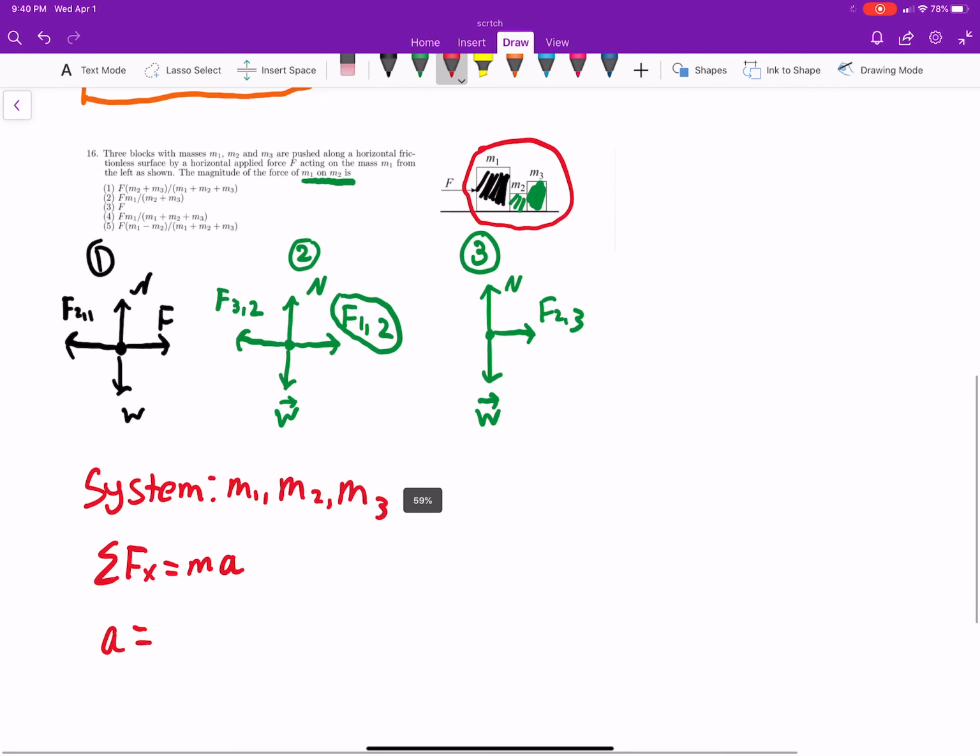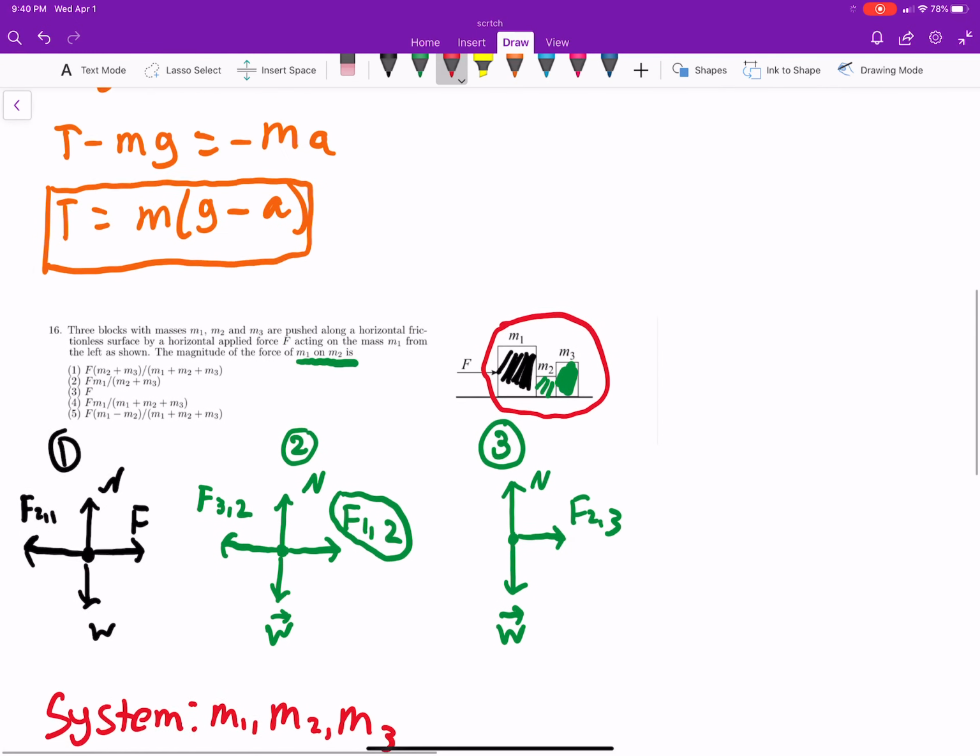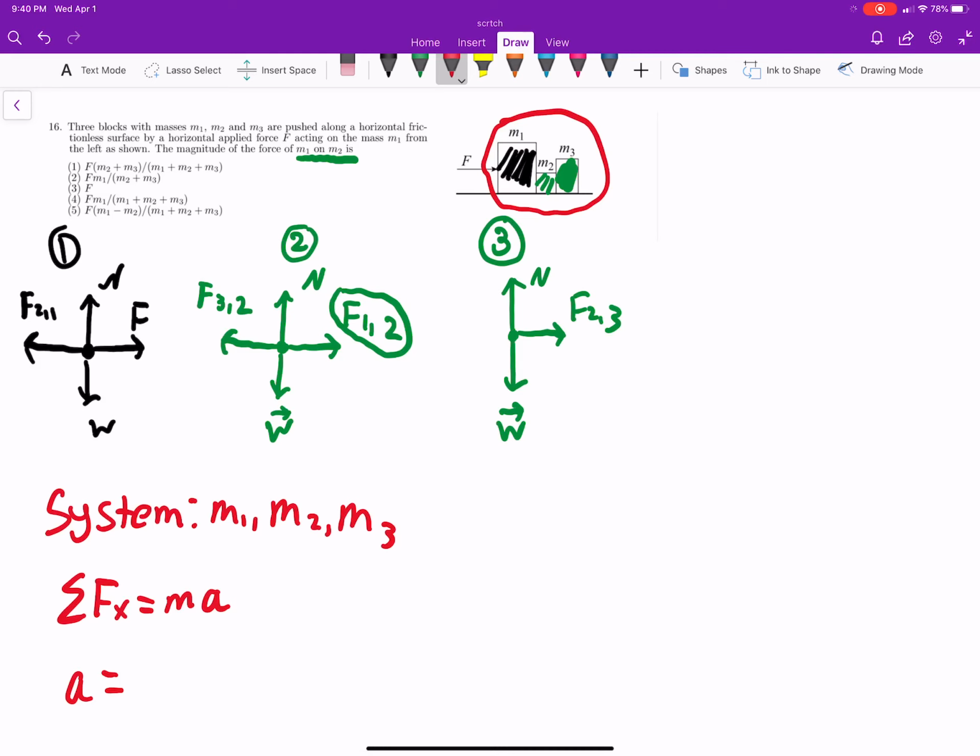Didn't I draw a free body diagram? I thought I did. Did I just lose it? Thought I had a free body diagram somewhere. Okay, well, I'll draw another one.